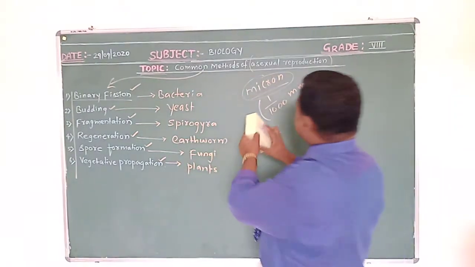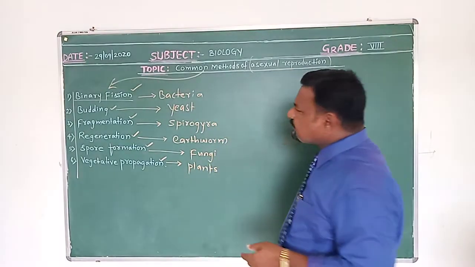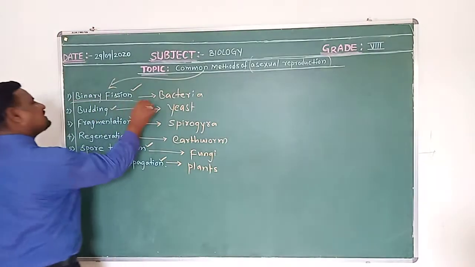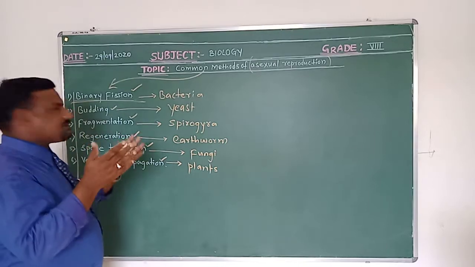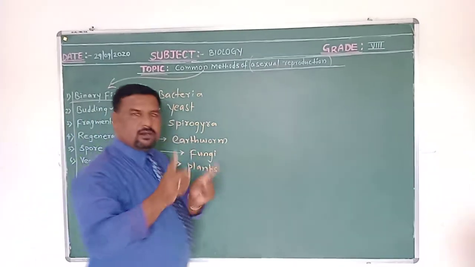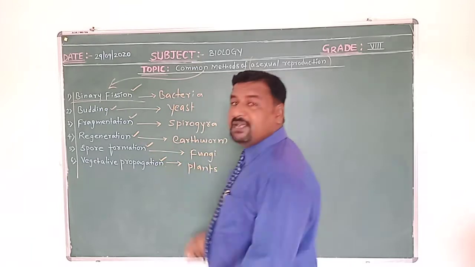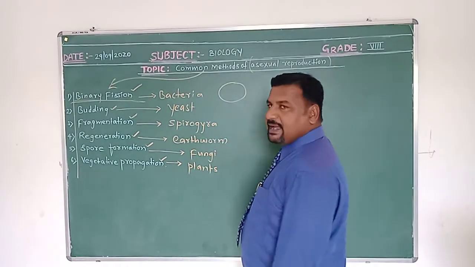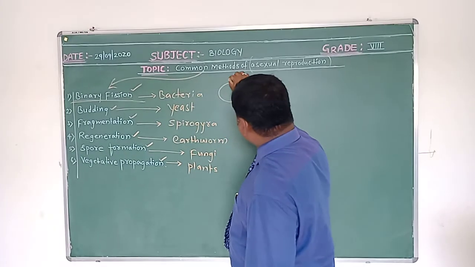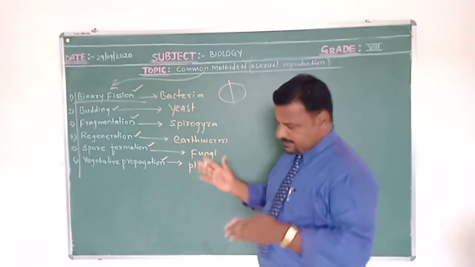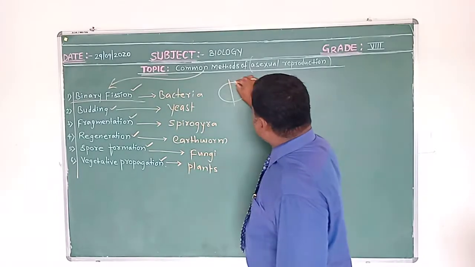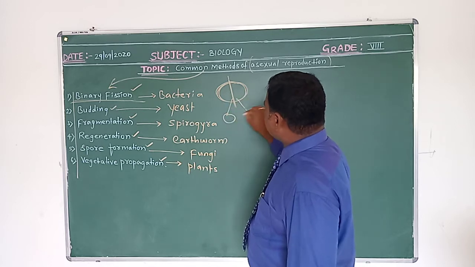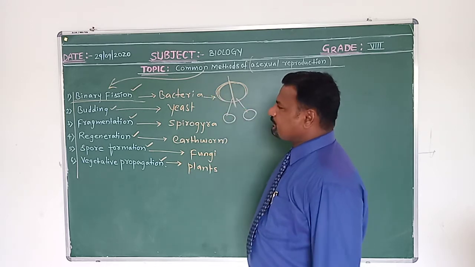Bacteria are microorganisms. How do they reproduce? They reproduce by a common simple method called binary fission. See here, what is binary? Binary stands for equal. And what is fission? Division. Suppose this is a bacterial cell. Binary means equally. This bacterial cell equally divides, splits into two parts. That is fission. Equal division of one parent cell into two parts. We call it binary fission.